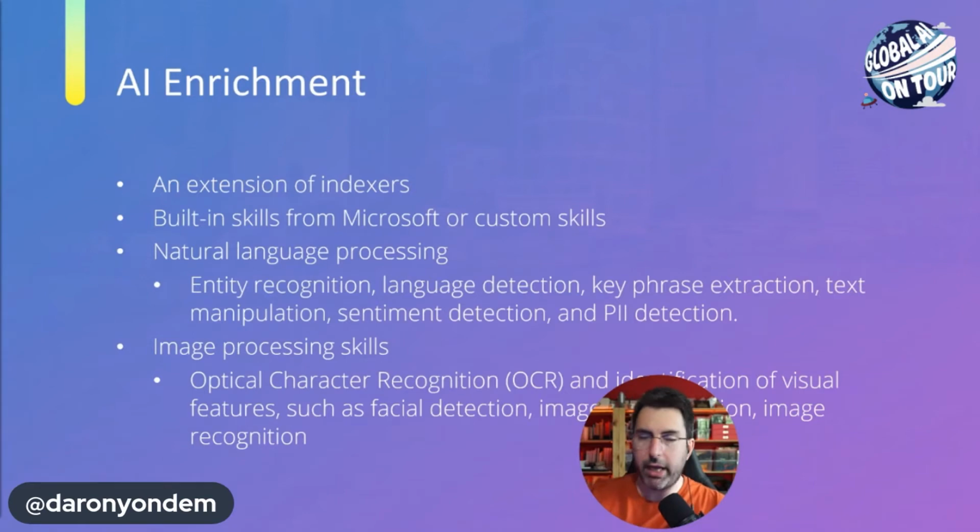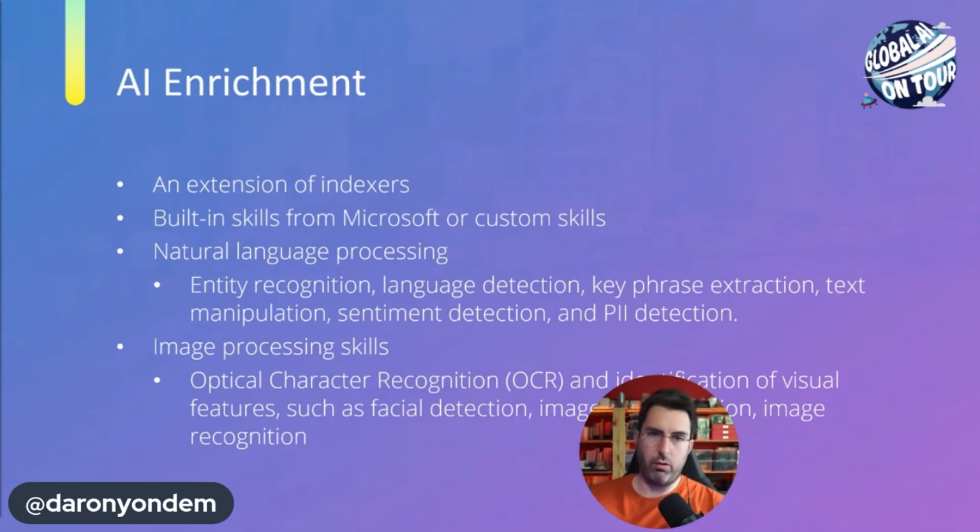So image, I have to be careful with the pronunciation. So image processing skills. When I talk fast, sometimes my pronunciation skews somewhere else. I don't know where. So image processing skills: optical character recognition. So you have some PDFs, images. We'll do a demo about this. Identification of visual features such as facial detection, image interpretation, image recognition.